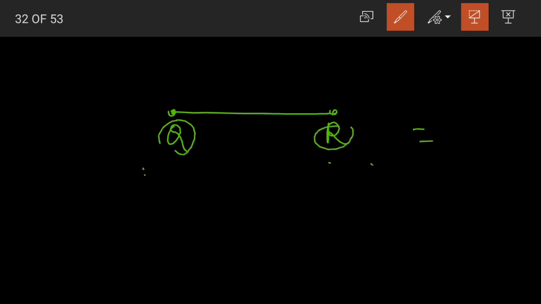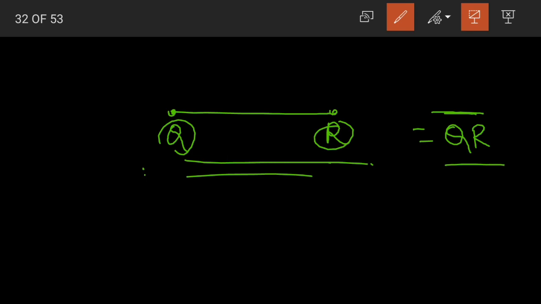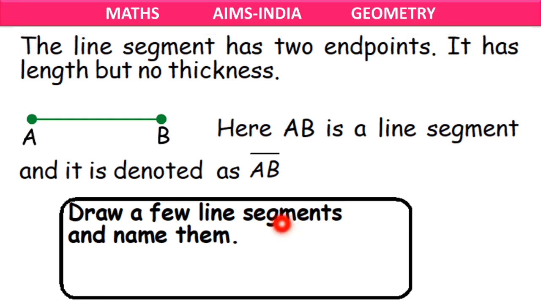You write the endpoints QR, and upon that you draw a small line. Then this is nothing but line segment QR. It is read as line segment QR. Draw a few line segments and name them.